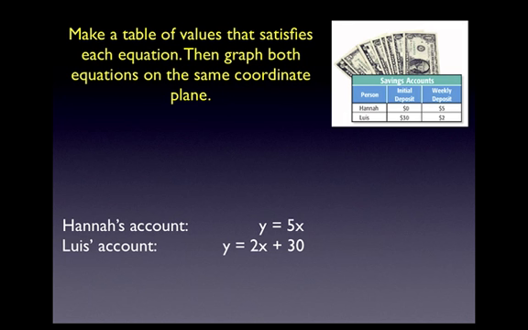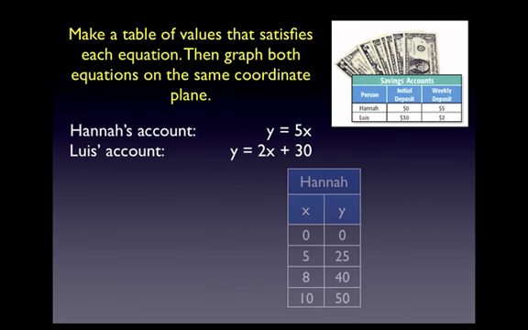So now let's make a table of values that satisfies each equation, and then we'll graph both equations on the same coordinate plane. So let's take a look at Hannah. Well, initially, before any time has gone by, a week hasn't gone by, so Hannah has $0 in her account when she opens it. So when x is equal to 0, 5 times 0 is 0. So y is equal to 0.